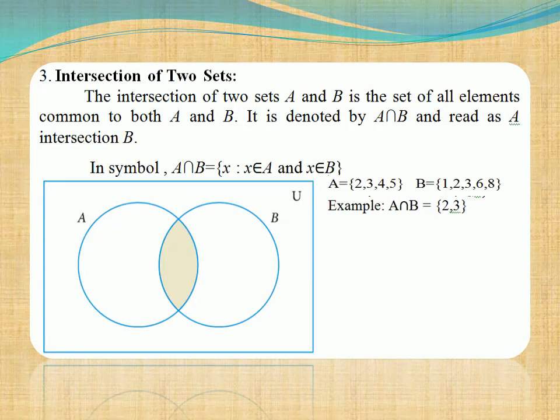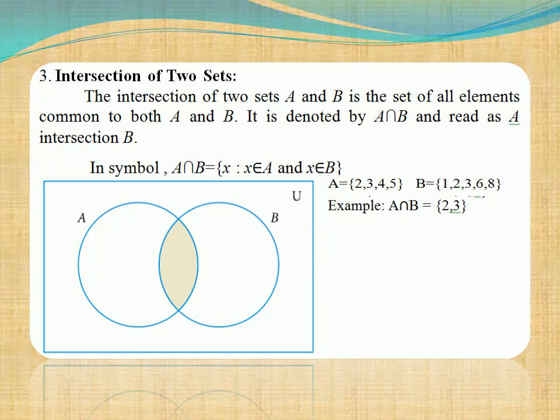Third one, intersection of two sets. The intersection of two sets A and B is the set of all elements common to both A and B. It is denoted by A intersection B and read as A intersection B. In symbols, A intersection B equals X such that X belongs to A and X belongs to B. What is meant by intersection? If two sets A and B are given, the common elements of both A and B form the intersection of the two sets.